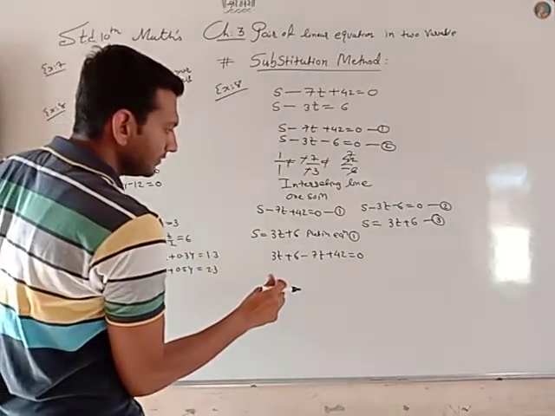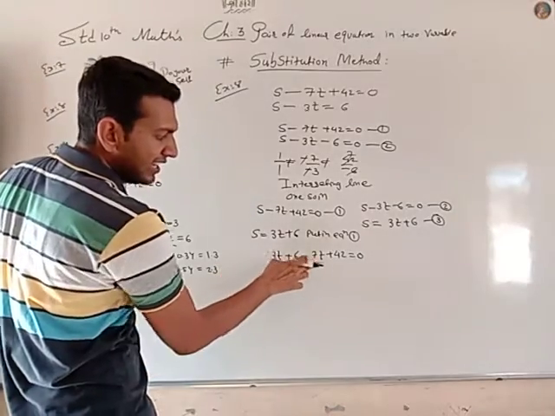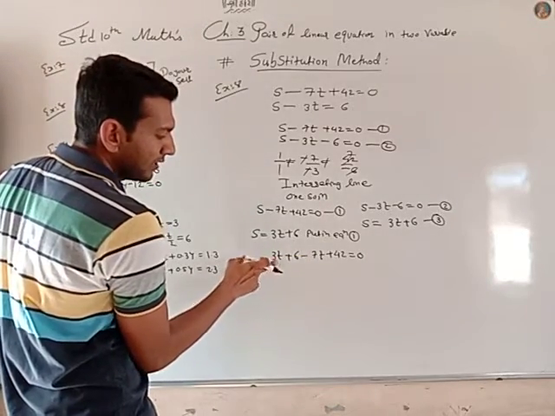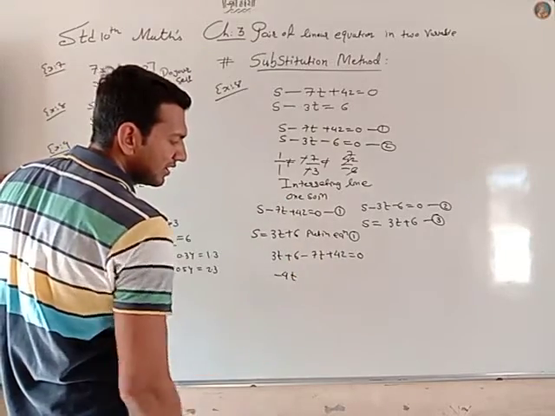Now see, 3t and 7t are like terms, plus minus minus, 7 minus 3 is 4t, and take the bigger number's sign.